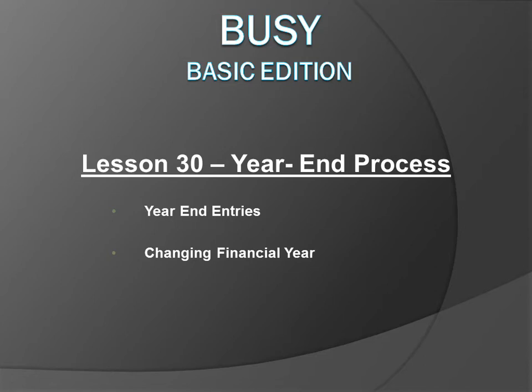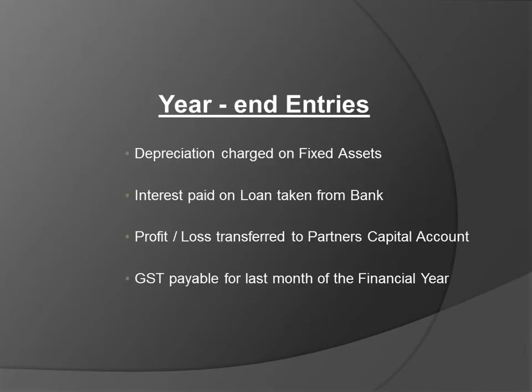to new financial year. In this chapter, we'll discuss how we can change the financial year and how we can enter the year-end entries. Year-end entries will include depreciation charge on fixed asset, interest paid on loan taken from bank, profit loss transfer to partner's capital account, and GST payable for the last month of the year. Basically, GST of the last month, that is March, is generally paid in the month of April. So how this entry can be reflected in BUSY.